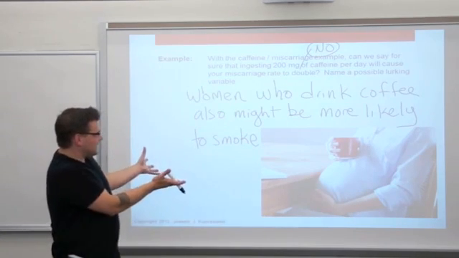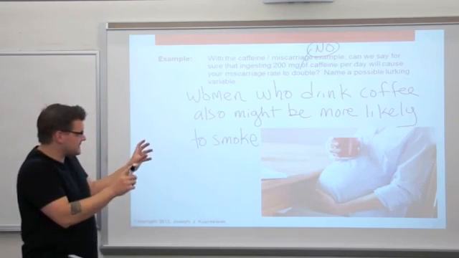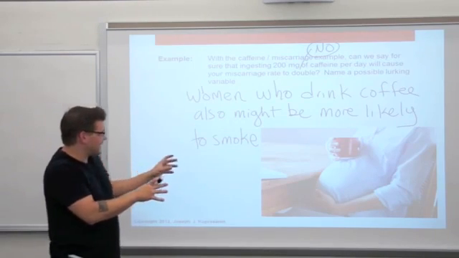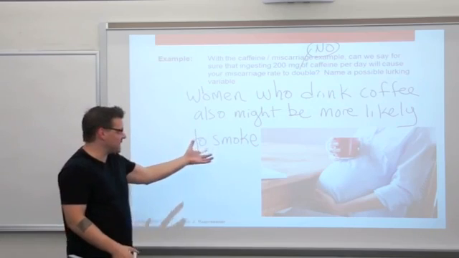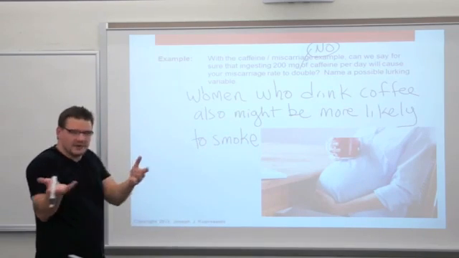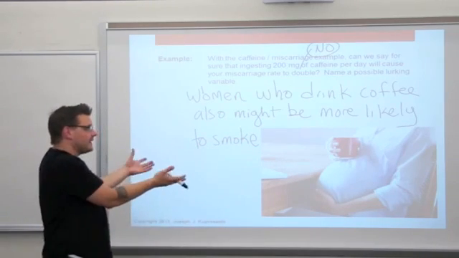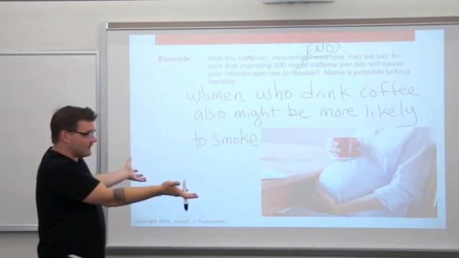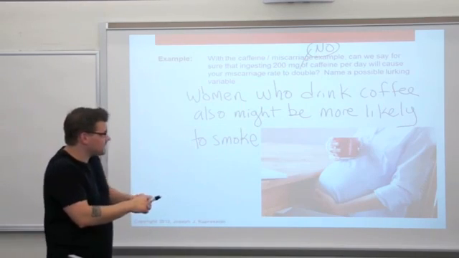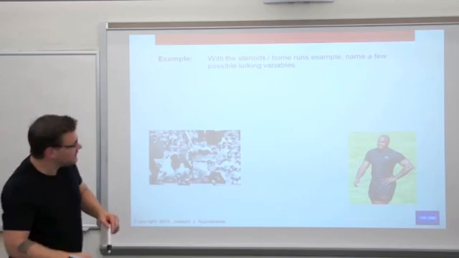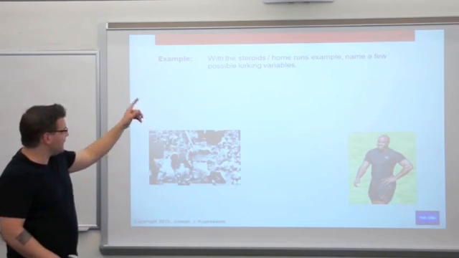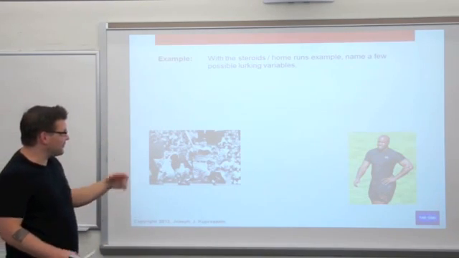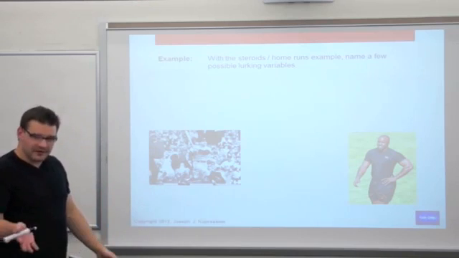Many of these medical studies where we're trying to look for causes of diseases, health complications, we have to rely on observational studies because it would be unethical to design an experiment, say, to determine if caffeine does cause miscarriage. All right, back to baseball. Last example of this video here. With the steroids and home runs example, name a few possible lurking variables.